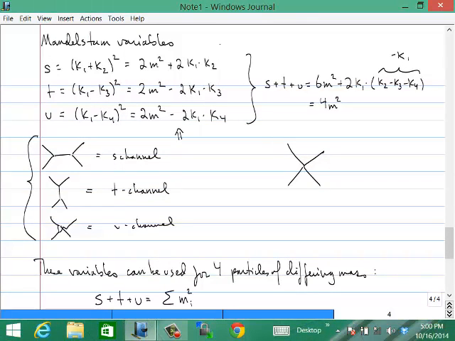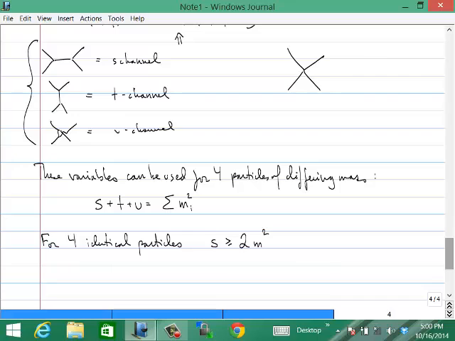and expressing it in terms of the energy E1, and then using the fact that E1 has to be bigger than m squared, because m squared is the rest energy of one of these particles, and so E1 has to be bigger than m squared. So it turns out that S has to be bigger than 2m squared as well. In fact, maybe that'll be the first problem on your next problem set, showing that for 4 identical particles, S has to be bigger than 2m squared.